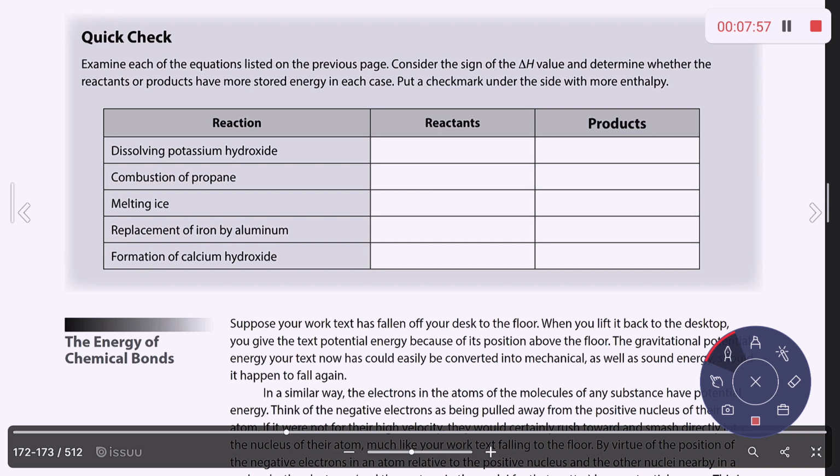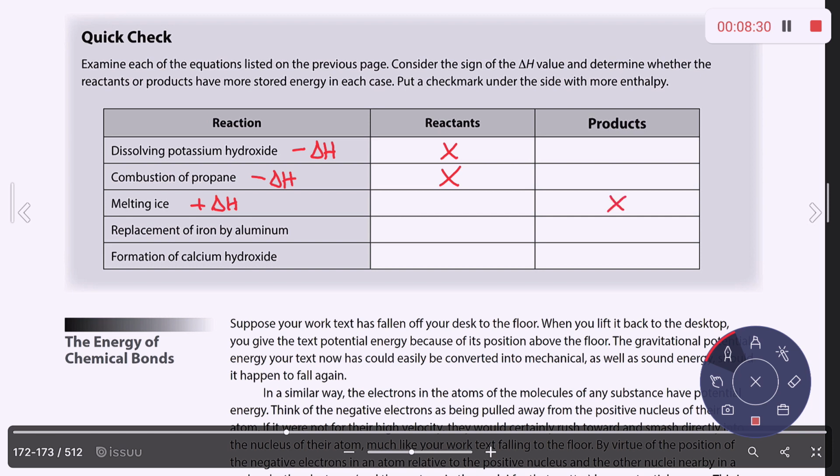Okay, dissolving potassium hydroxide, was that a positive or a negative delta H? Okay, so that meant it was exothermic. So do the reactants or the products have more stored energy? The reactants would. Okay, combustion of propane, positive or negative delta H? Okay, so the answer here would be reactants. Melting ice, positive delta H. So it's absorbing heat energy, so now it will be stored in the product.